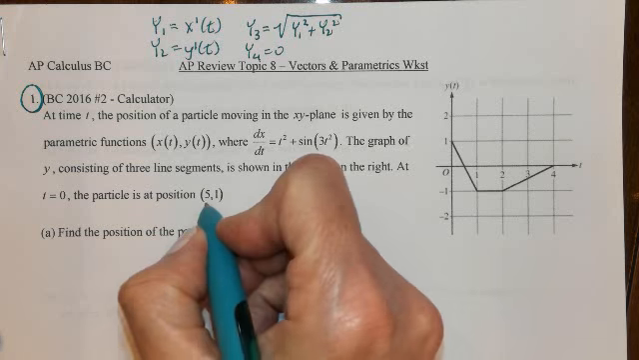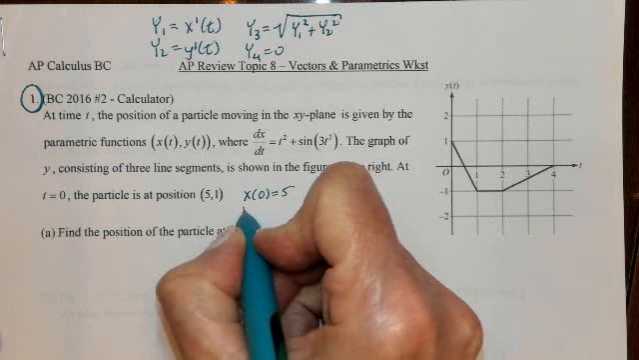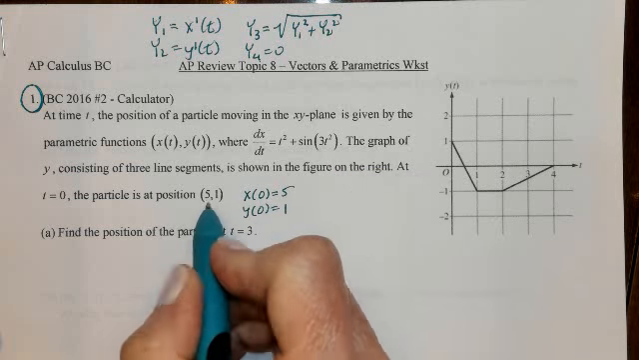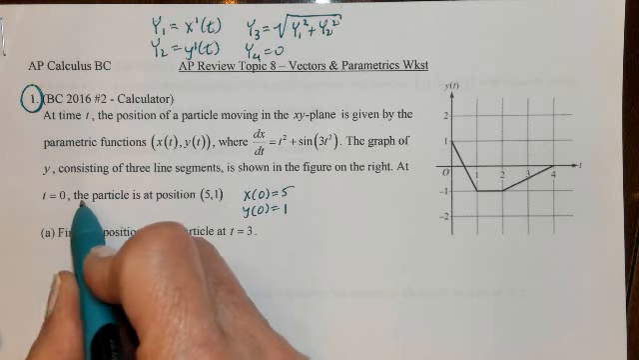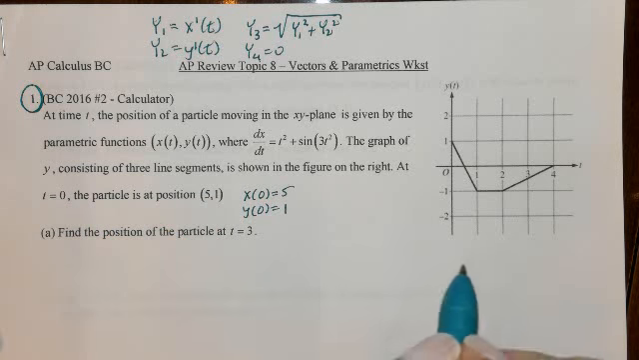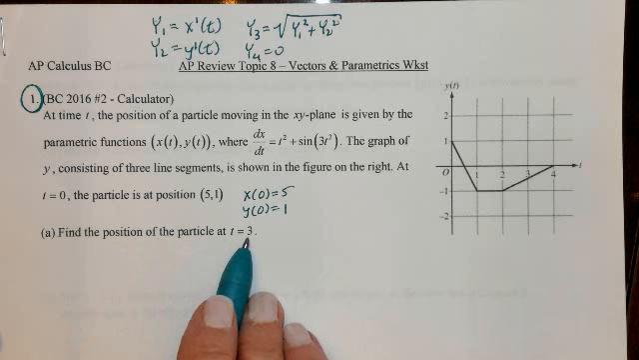Okay, then it says at time 0, the particle is at position (5, 1). That means that x at 0 is 5 and y at 0 is 1, right? Because that's the x coordinate and the y coordinate at time 0. Part A, find the position at time 3.